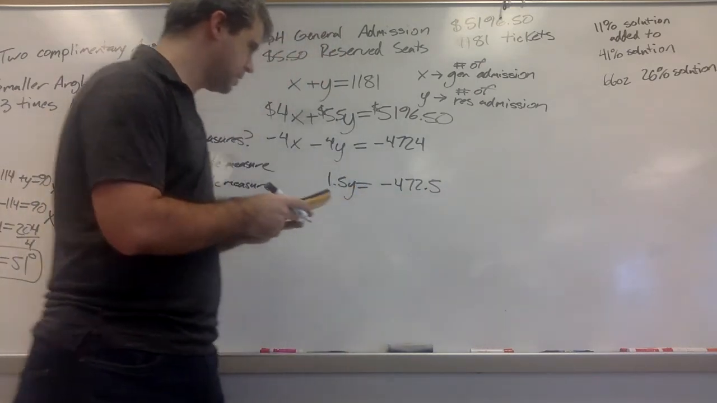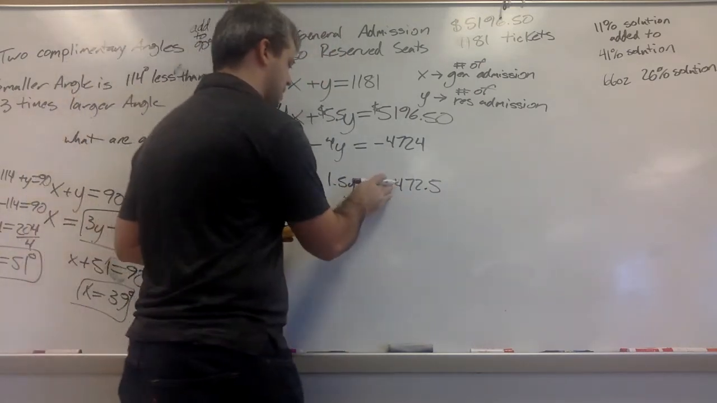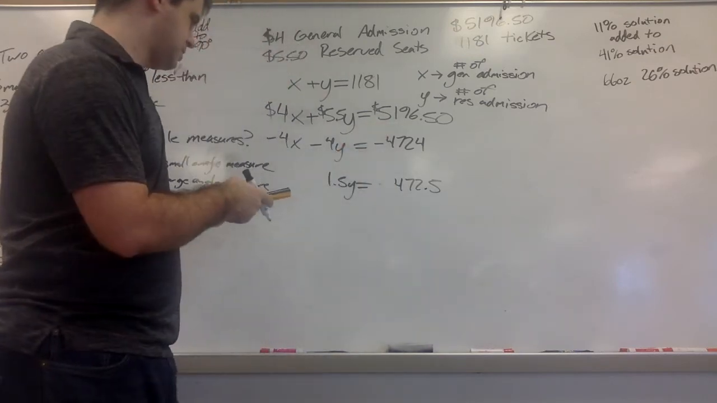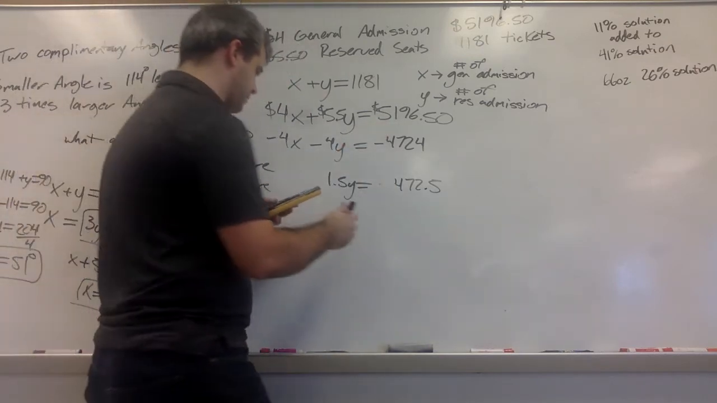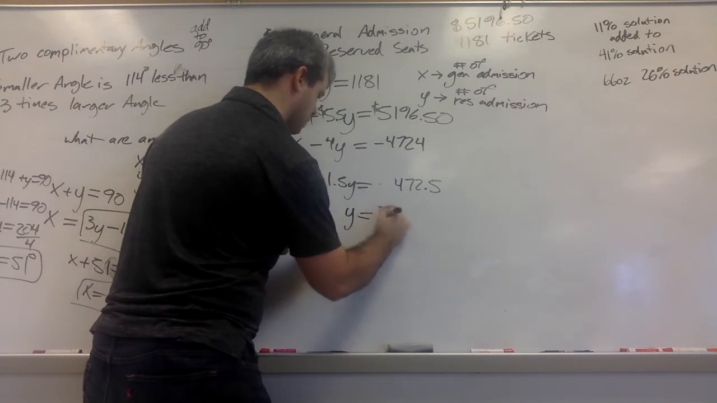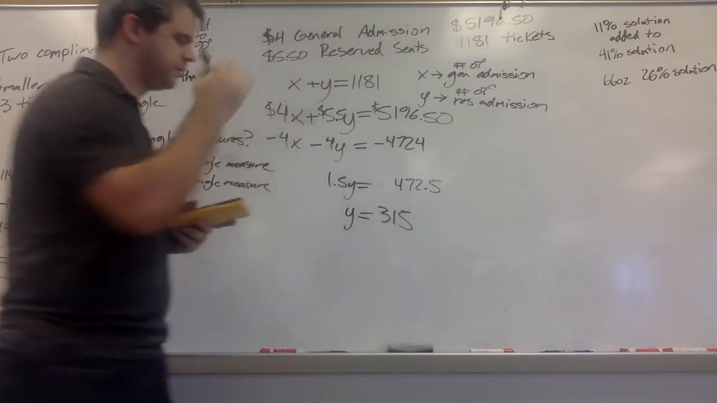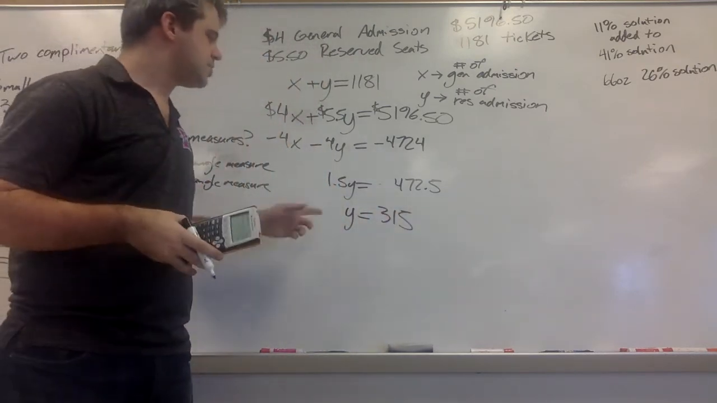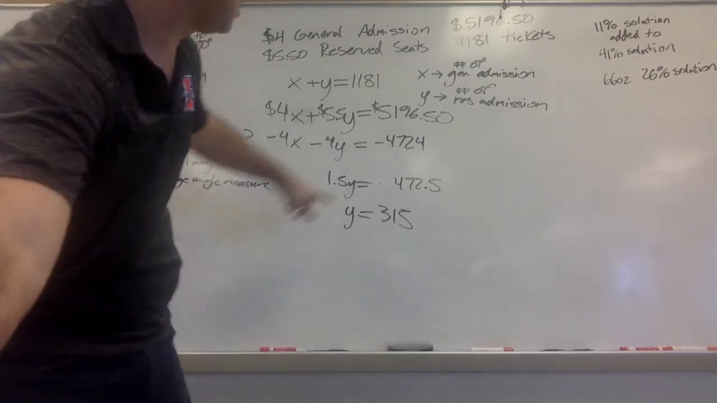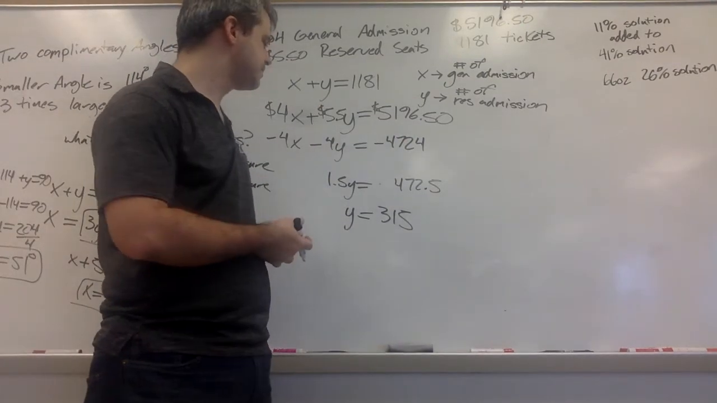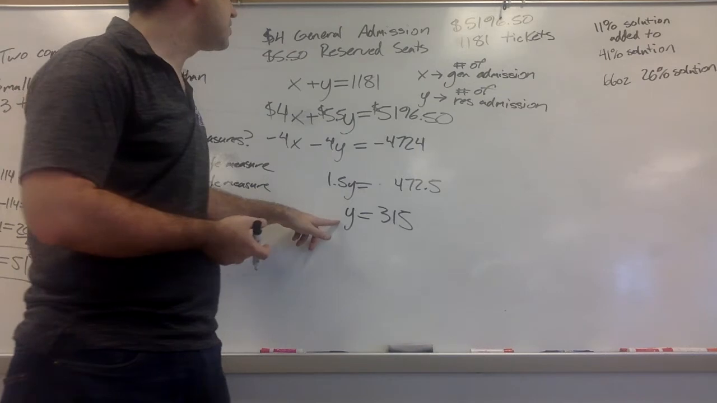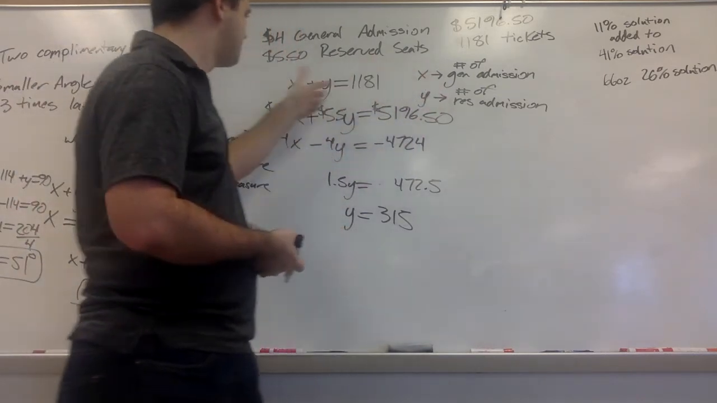Okay, almost done. Sorry, this should be positive. Divide by 1.5. Y equals 315. Okay, so what is Y? That's the number of reserved tickets. So now all I have to do is find the number of general admission tickets.